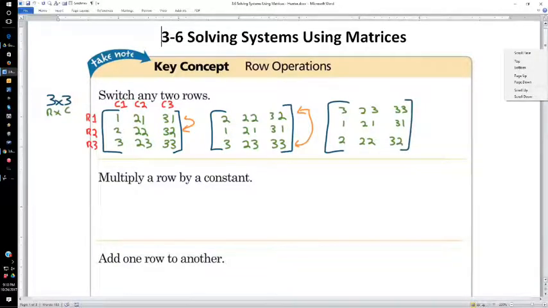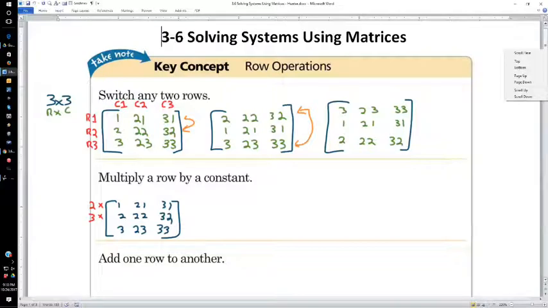Cool? I can multiply a row by a constant. So let's take my original again, and say I decided to multiply one of the rows by a constant. I can multiply row 1 by 2, so we're going to multiply the entire row by 2. I'm going to multiply the next one by 3. But I have to be consistent all the way across.